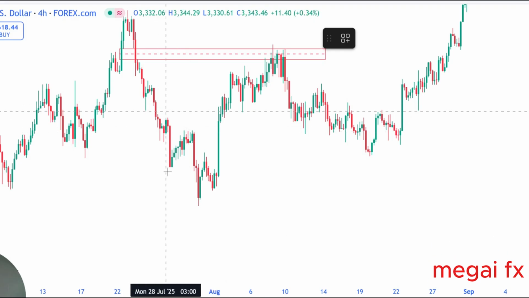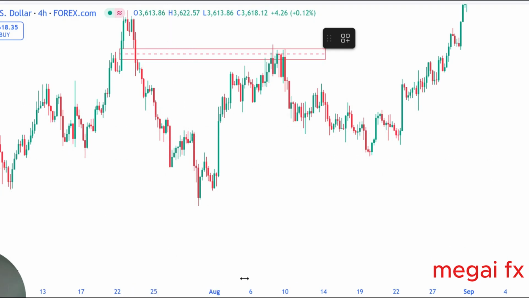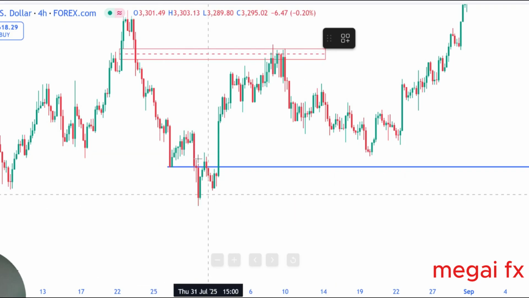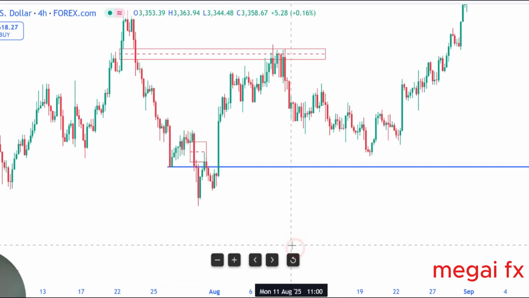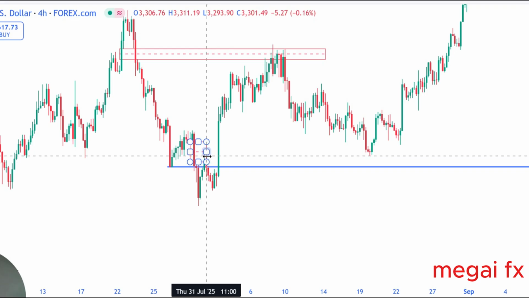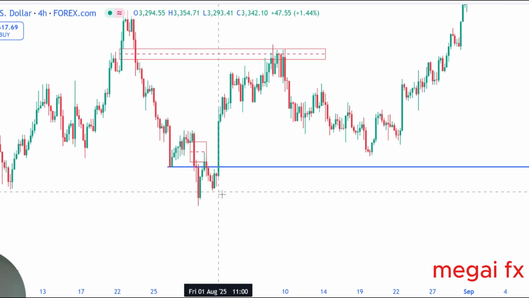When gold was making lower low, lower high, and lower low, before gold took out this particular low, look at it. Gold created a bearish fair value gap. Look at it. Are you seeing it? And market came back, retested that fair value gap, but failed to close below this low, instead making a higher low.